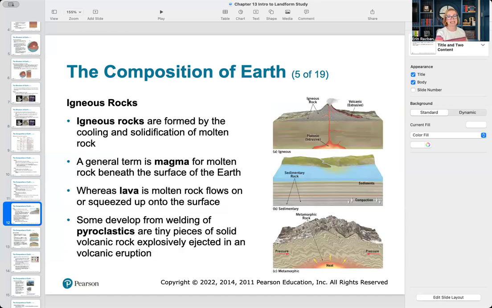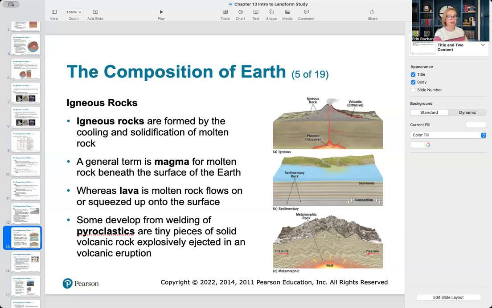The first one up is igneous rocks. Igneous rocks are formed when molten, and just a reminder, molten means melted, material under the surface of Earth cools and solidifies. This molten material is called magma. Molten just means that it's melted. Magma is when it is beneath the surface, and lava is when it erupts onto the surface. So again, molten means melted. Magma is below the surface. Lava is above the surface.